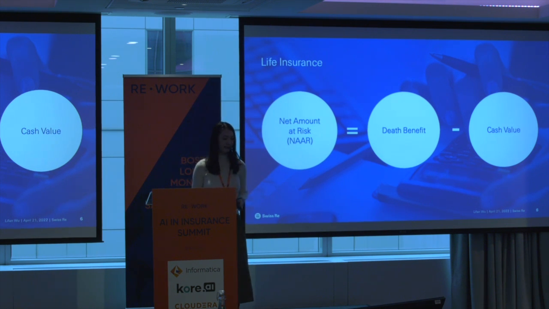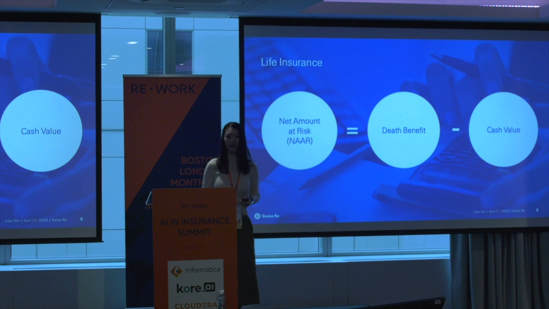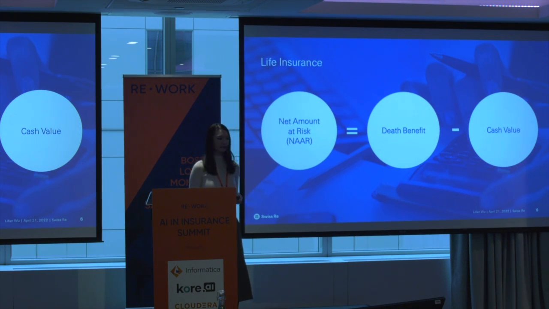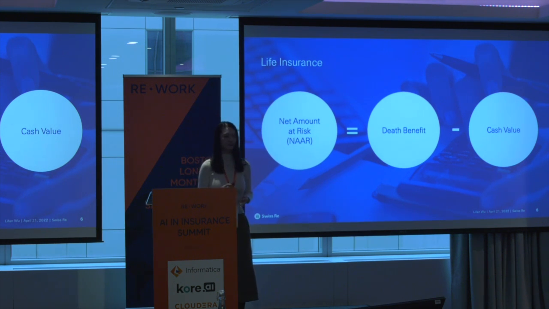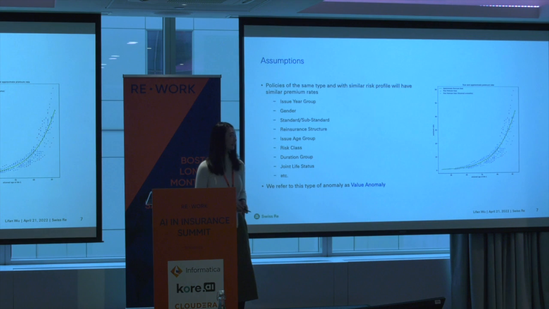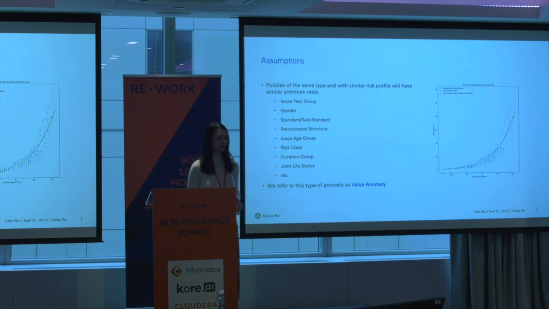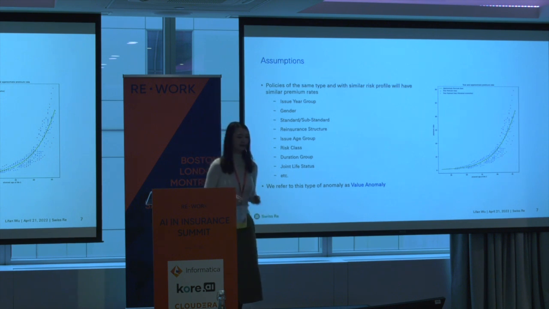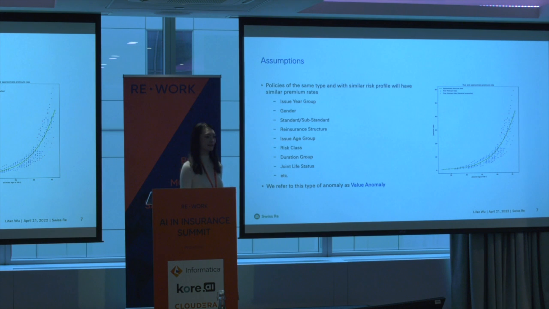Although we can work with the premium directly, we find that it is easier to work with the premium rate, because we believe it is more standardized and more consistent. We make this argument because of the following assumptions. We believe that policies of the same type and with similar risk profile will have similar premium rates. By similar risk profile, we refer to policies that are issued around the same year to a person of the same gender, around the same age, and within the same risk class.